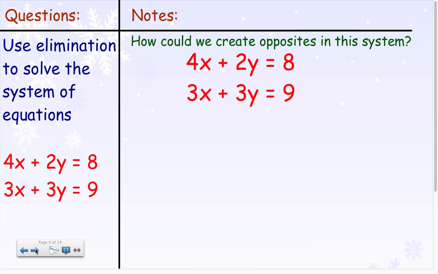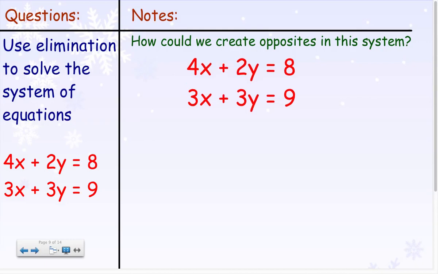Next example, we have 4x plus 2y equals 8, 3x plus 3y equals 9. Now we'll notice with this system, let's look at the x's. 3 can't go into 4 evenly. 2 can't go into 3 evenly. So we're going to have to multiply both equations in order to make opposites. So this one is a little bit different.